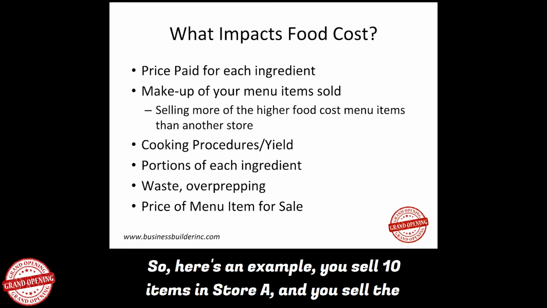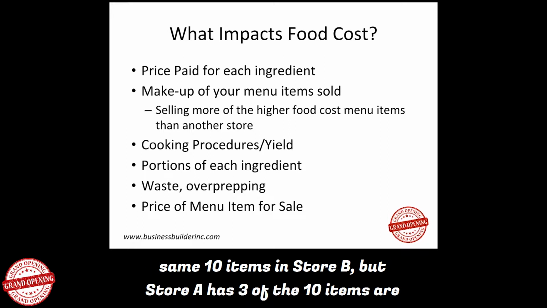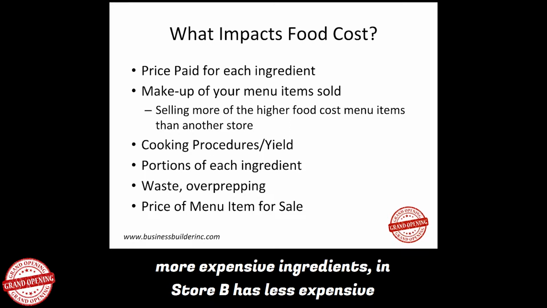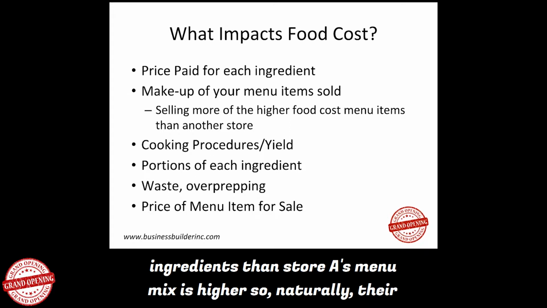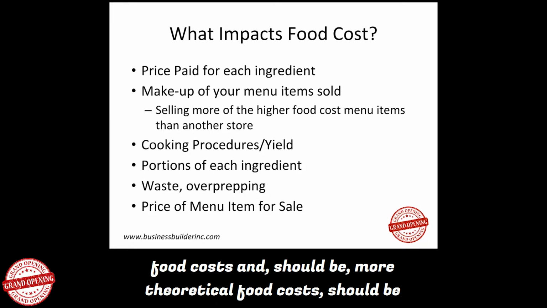So here's an example. If you sell 10 items in store A and you sell the same 10 items in store B, but store A has 3 of the 10 items with more expensive ingredients, and store B has less expensive ingredients, then store A's menu mix is higher. So naturally, their food costs, or theoretical food costs, should be higher.